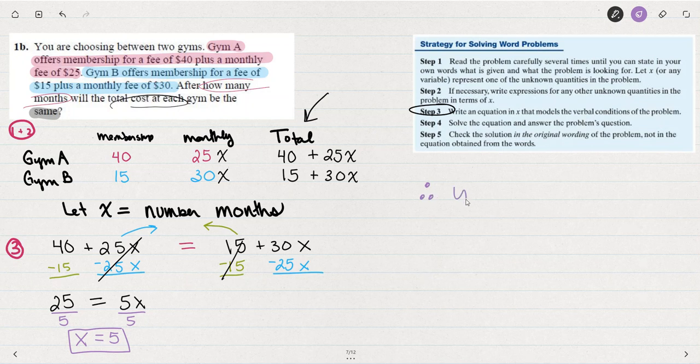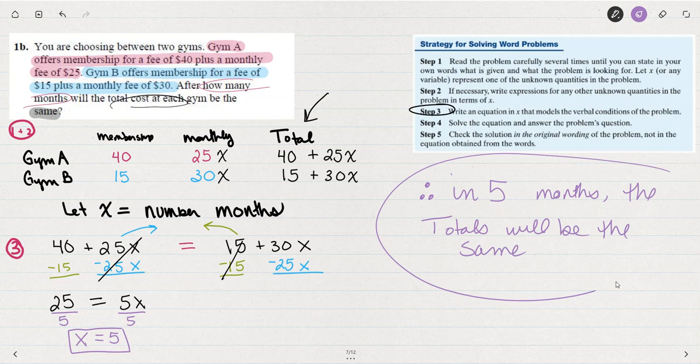Therefore, in 5 months, the totals will be the same. You should be able to take this a step further in understanding what this information is giving us. If in 5 months we break even and these two are equivalent, if that's the case, then do you recognize that in month number 6, which of these two gyms is going to be the better deal?